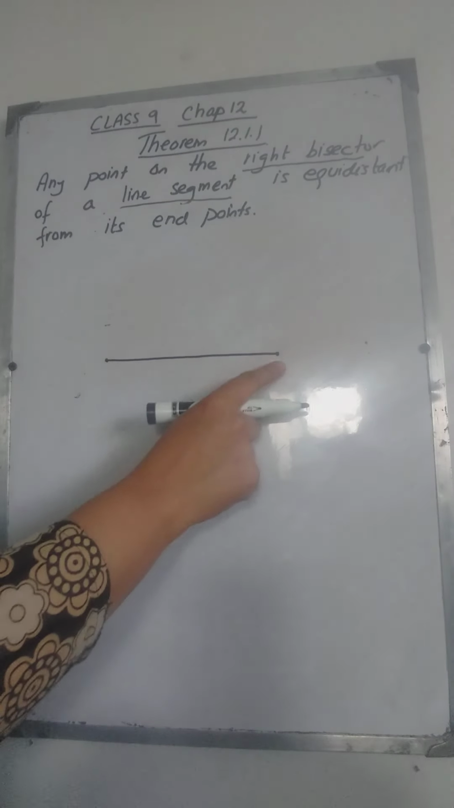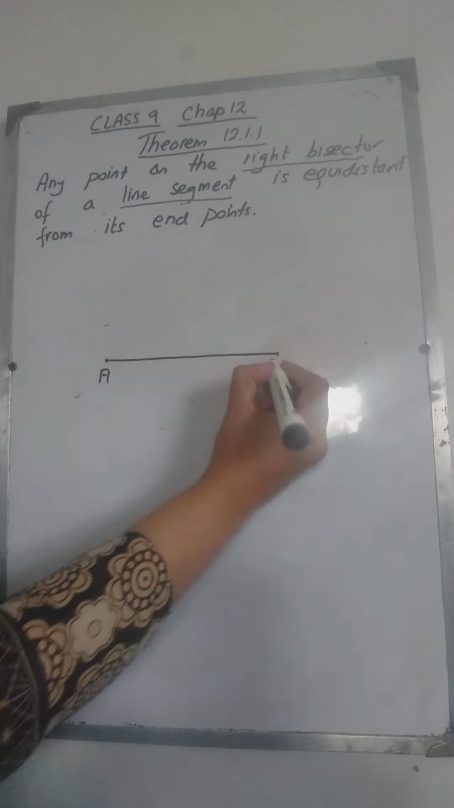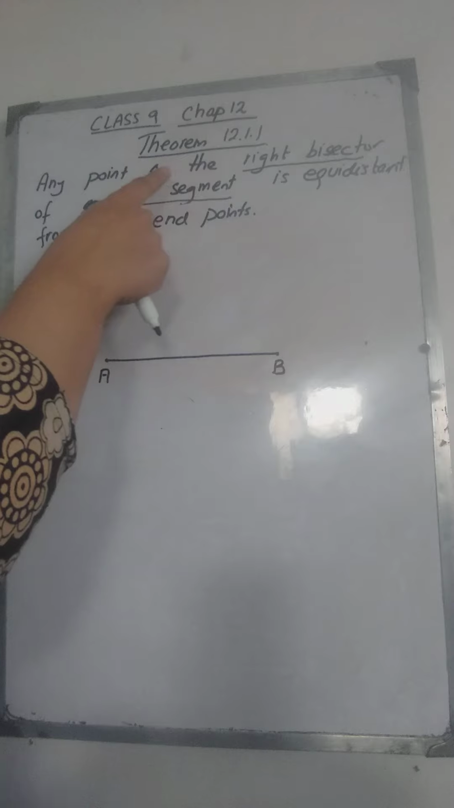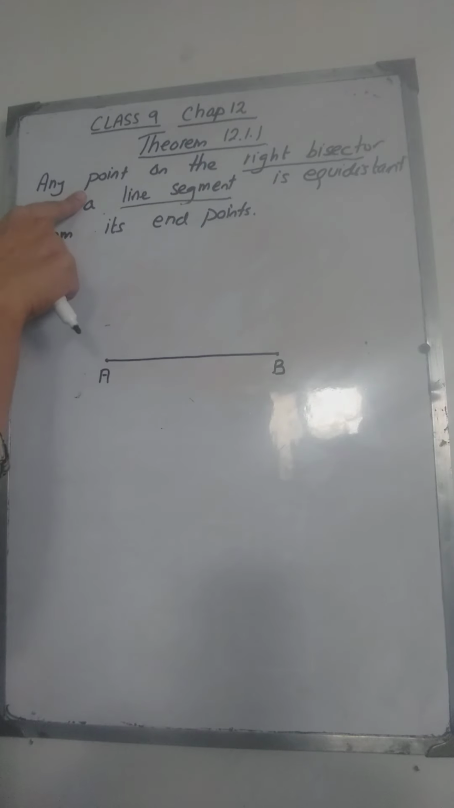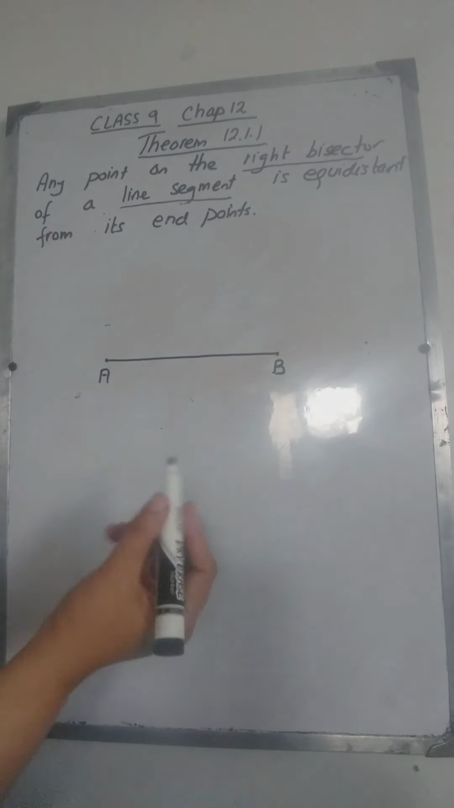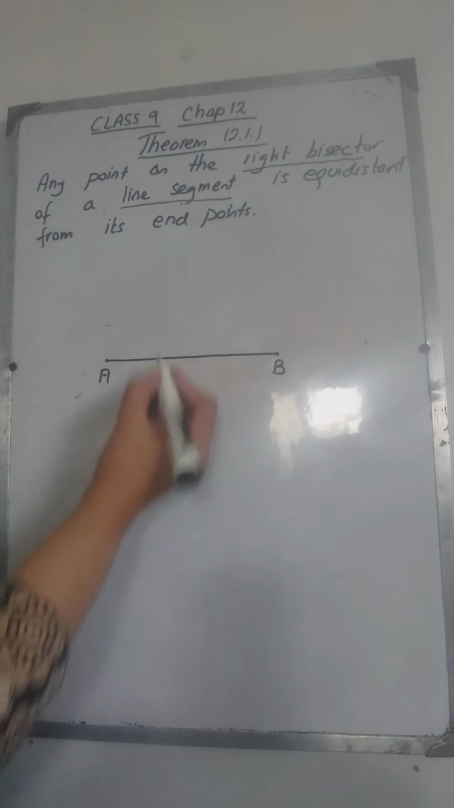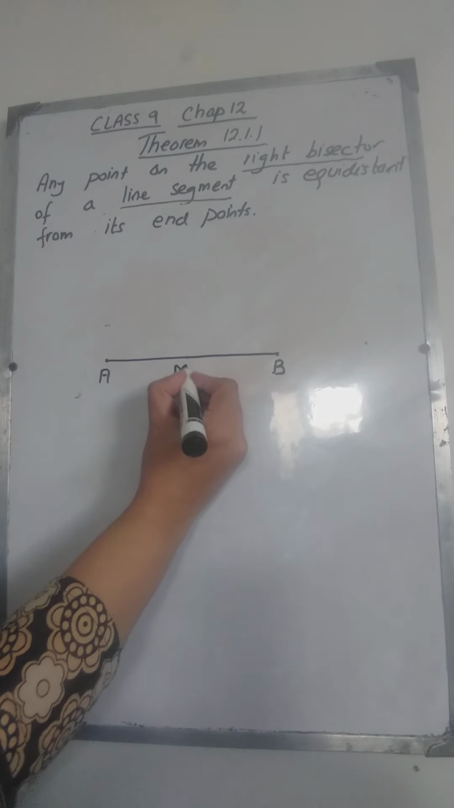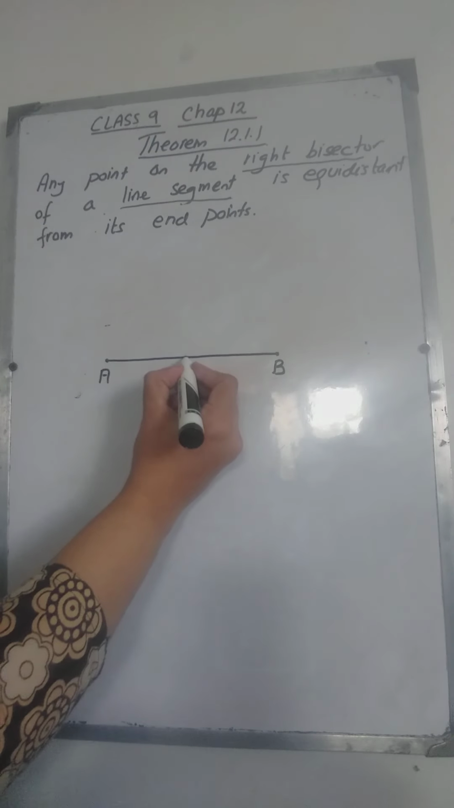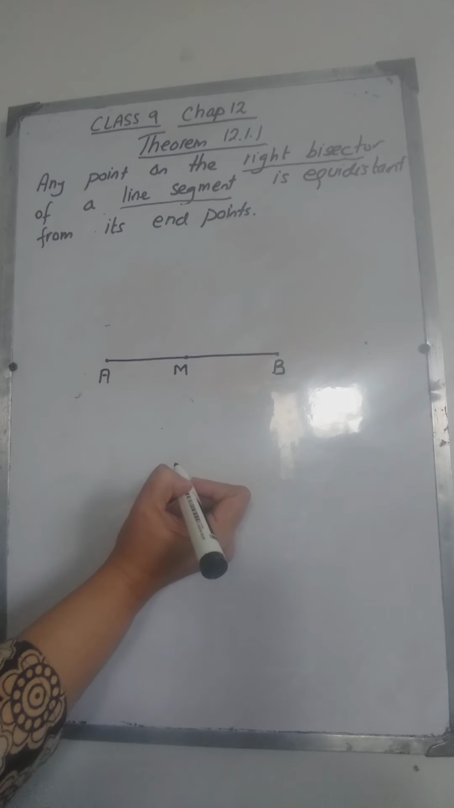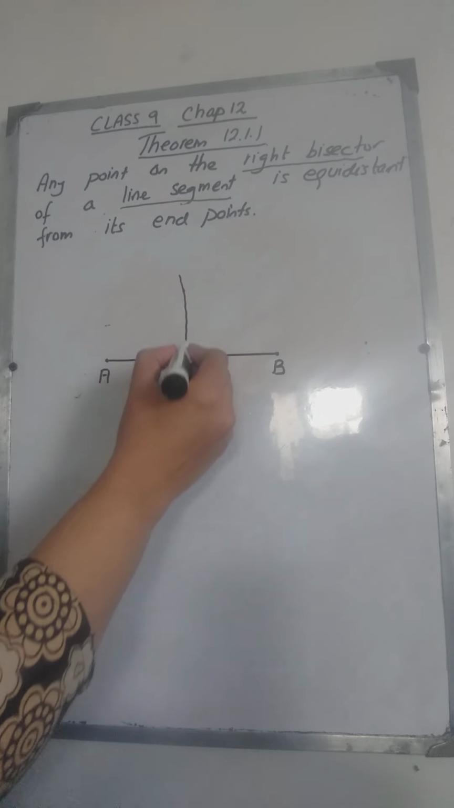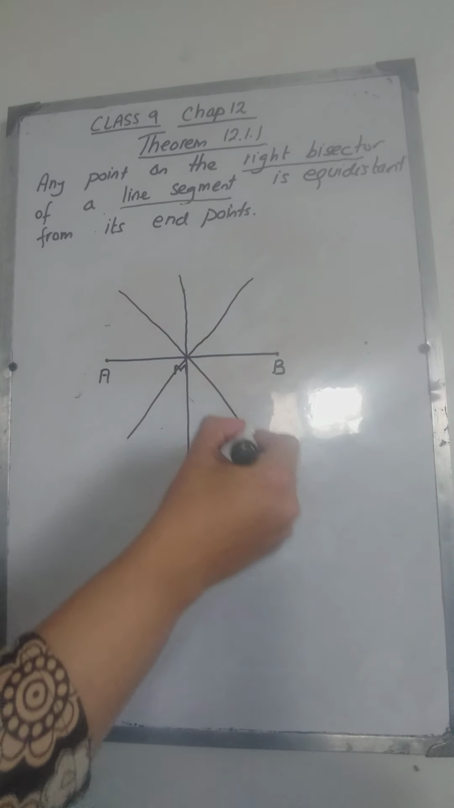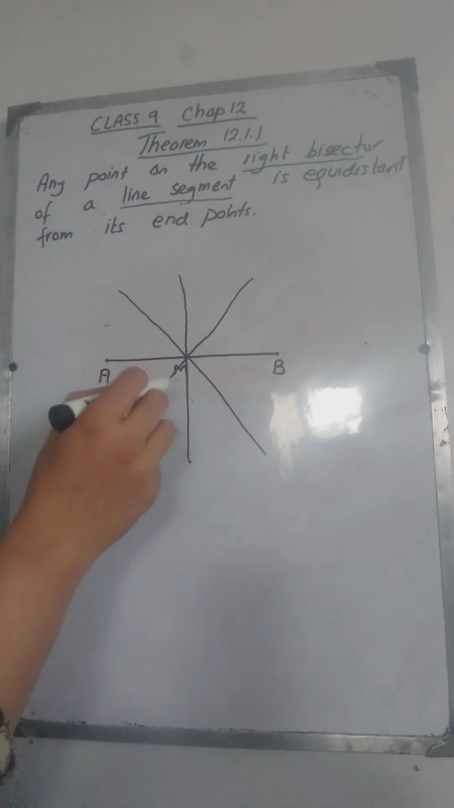We are talking about a line segment, let it be AB, and any point on the right bisector. What is a right bisector? A bisector is any line which divides this line into two equal halves. Suppose M is the midpoint of the line segment AB, then any line passing through M will be called a bisector. This is a bisector, this is also a bisector, and many bisectors can be drawn of this line.